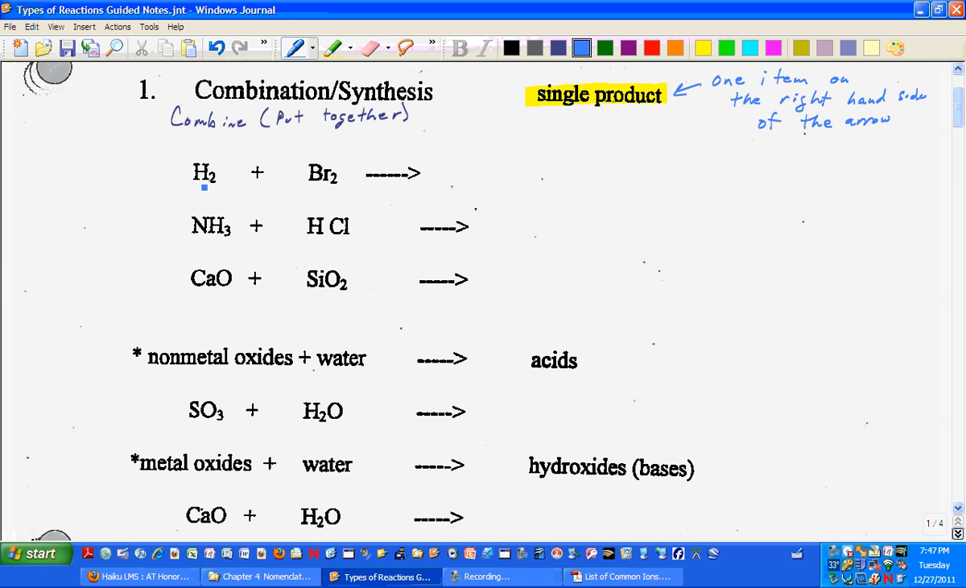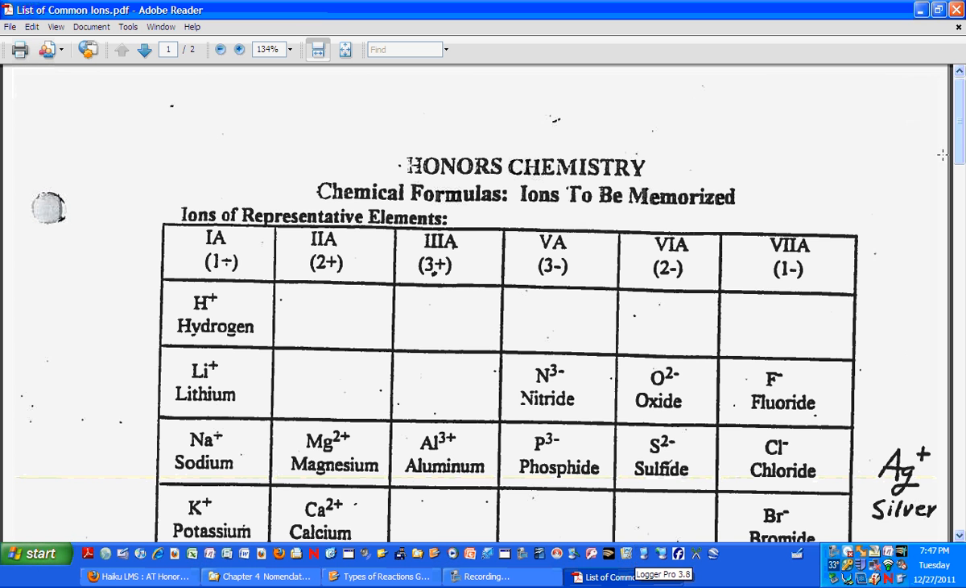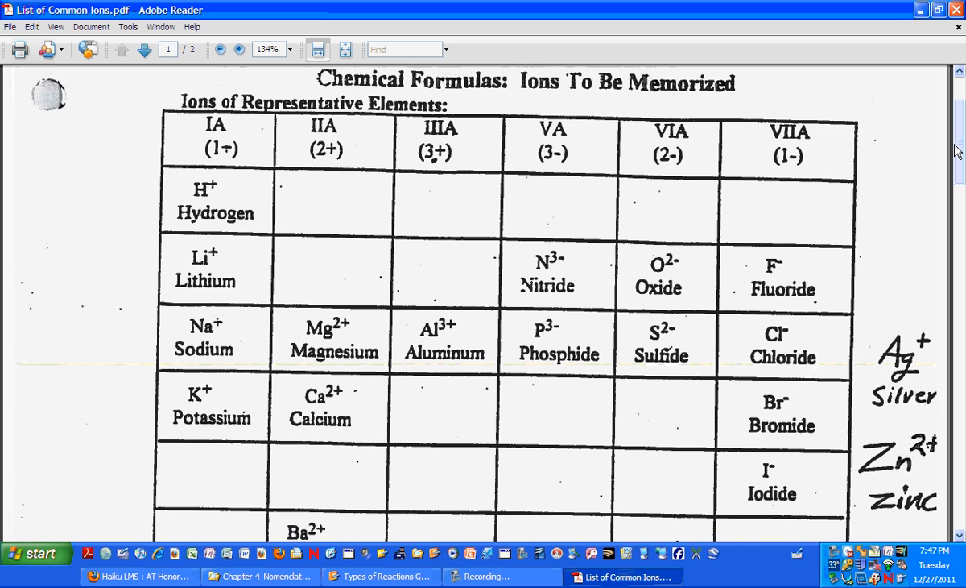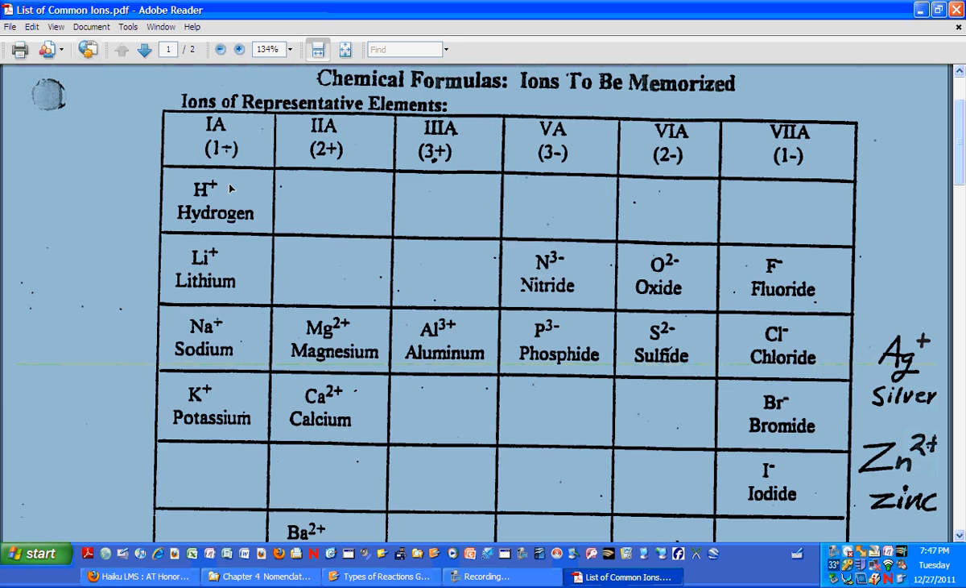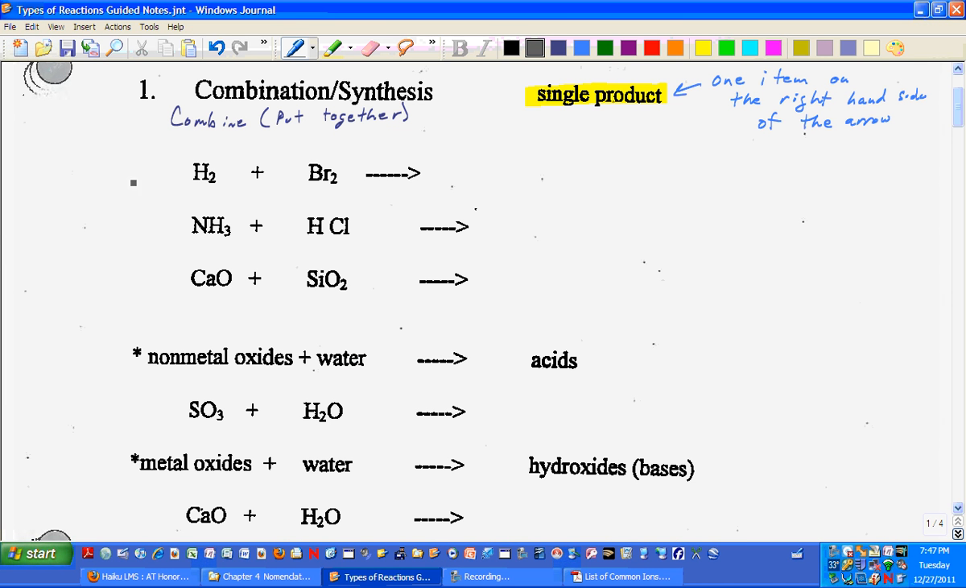So if we had a situation like this where we're taking hydrogen, reacting it with bromine, we need to be told that we're making a single product, that we have a combination reaction, in order to be able to predict the products. What we can do is take a look at hydrogen and bromine, and we're going to put these together. So we're going to go off to our ion sheet, and look up hydrogen right here, and bromine over here. And we're going to put those together.